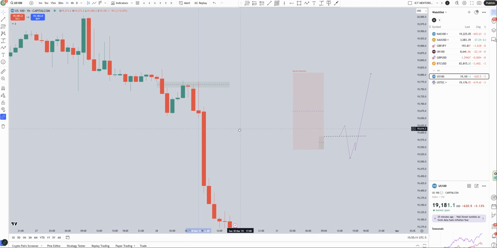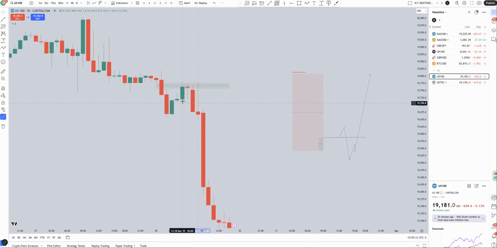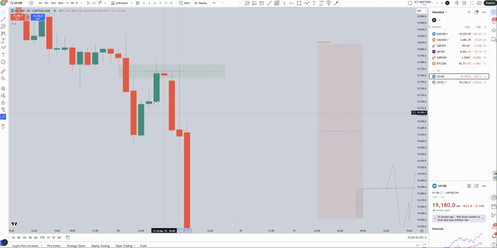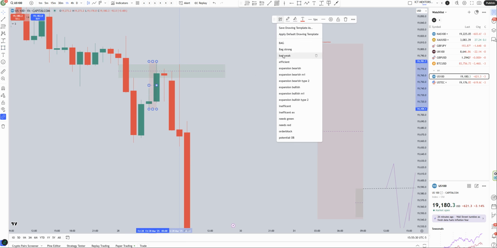So at 8 o'clock we have this. We are coming back to this gap. This is 1, 2, 3. So no FEG in this. This is not an expansion. The expansion was just these 2 candles. No FEG in it. So bullish expansion.